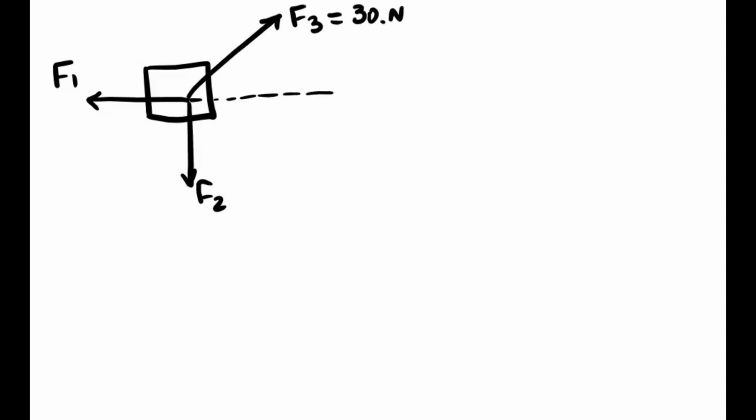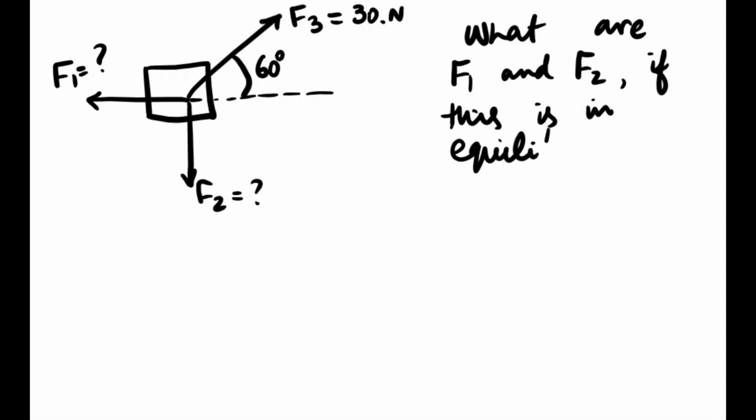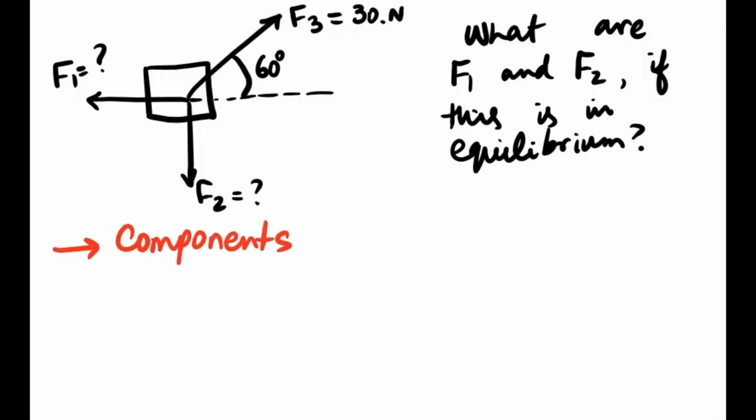So let's take a look at another type of question that you will see in class. Let's say we have two unknown forces and I'm given only one force, and that force is also at an angle of 60 degrees. So my question is, what are F1 and F2 if this is an equilibrium? Now this will lead to another new idea of using components. And what do I mean by components? A component is how much a vector extends in a certain direction.